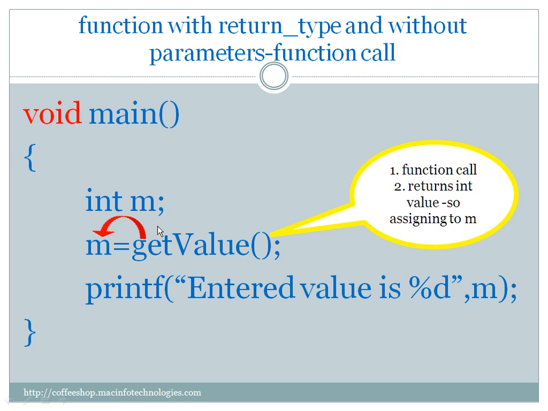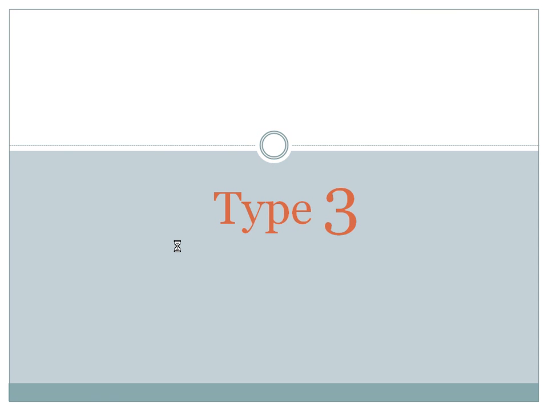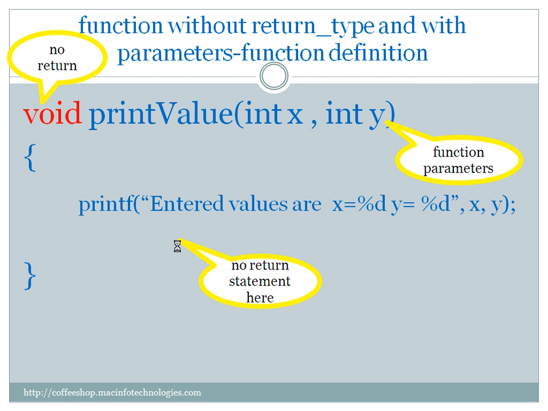Now taking the input is done by a different function. We are not using scanf here. A function called get value is taking the value from the keyboard and giving it to the m variable. Type 3 we will see.